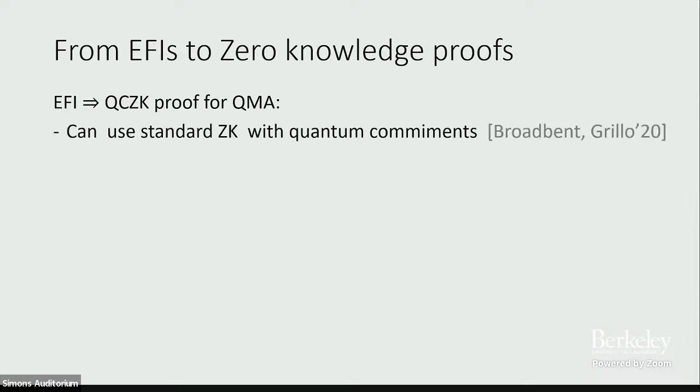So what about zero knowledge proofs? One way to do it, first let's talk about QMA. We can use standard zero knowledge with quantum commitments, with the commit-and-open paradigm, which was shown to give quantum zero knowledge even when the witness is a quantum state. But one downside is that you need multiple copies of the witness, because you need to do amplification by repetition, and every time you need a new copy of the witness.